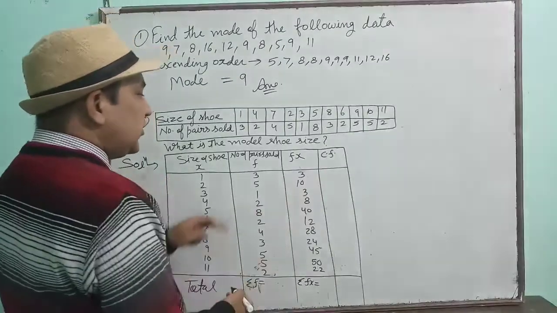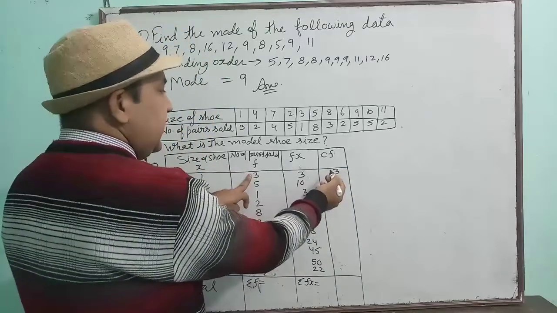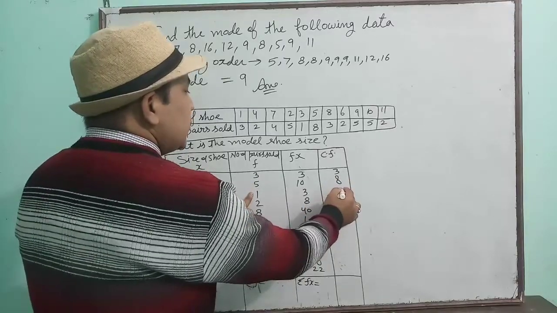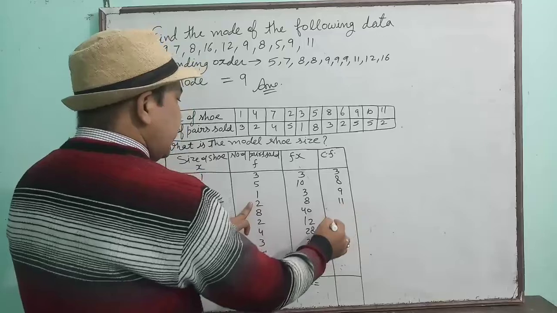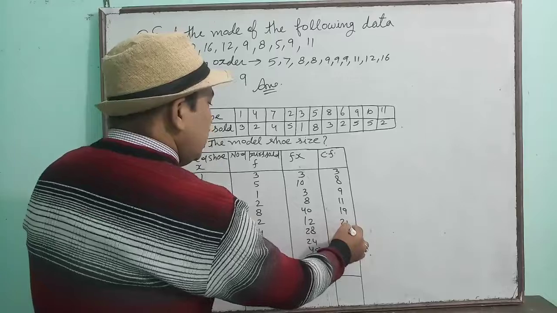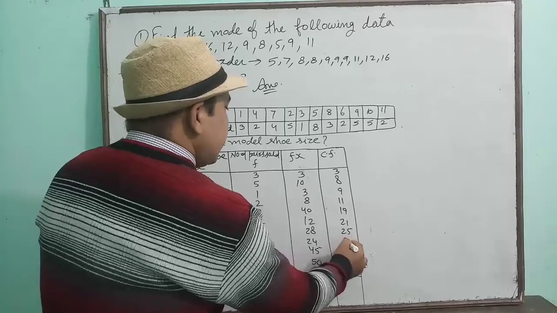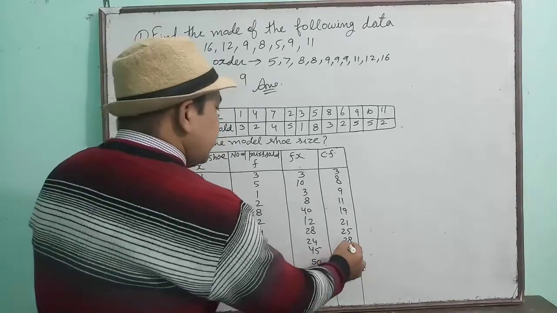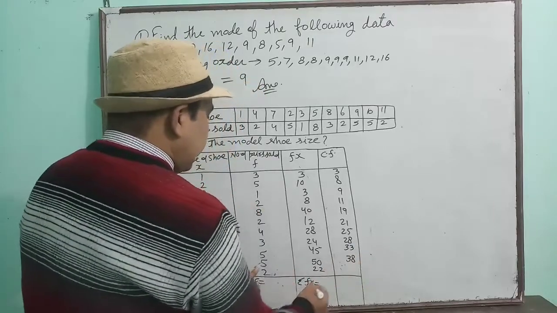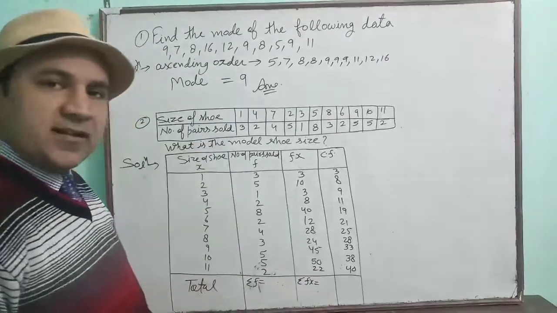Now see what the cumulative frequency is. That is the running sum of the frequencies. First is 3. Second is 3 plus 5, that is 8. 8 plus 1, 9. 9 plus 2, 11. 11 plus 8, 19. 19 plus 2, 21. 21 plus 4, 25. 25 plus 3, 28. 28 plus 5, 33. 33 and 5, 38. 38 plus 2, 40. Okay, now our column is complete.